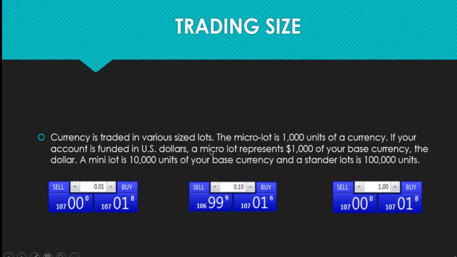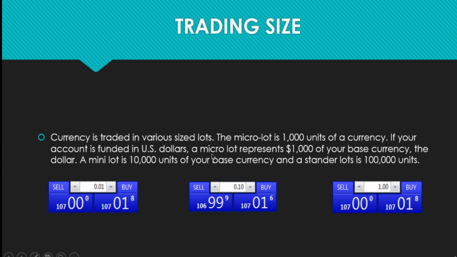As you see, my friend, here I will teach you what is trading size. Trading size in forex, there is currency trading in various lot sizes. The micro lot is 1,000 units of a currency. Your account is funded in US dollars.